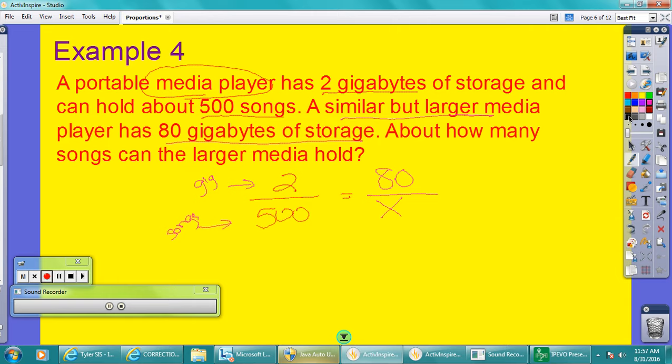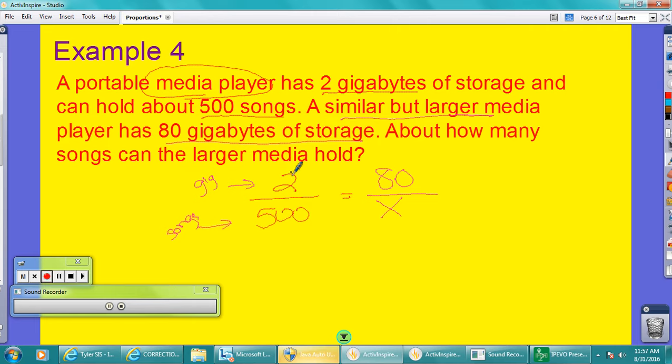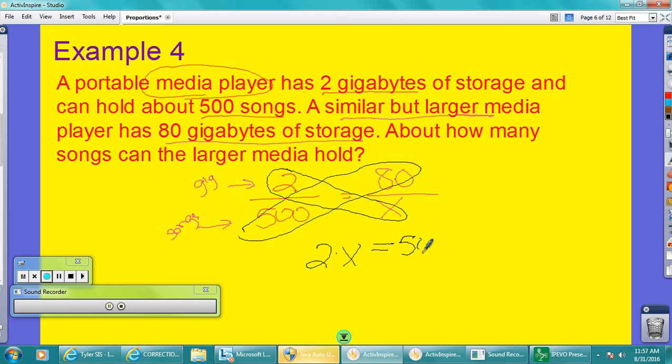So I just set up a proportion. And when we have a proportion, what do we do? Cross multiply. So I set up my two ratios, I have a proportion. 2x is equal to 500 times 80. Now you guys are going to solve that, because I don't know what 500 times 80 is off the top of my head.